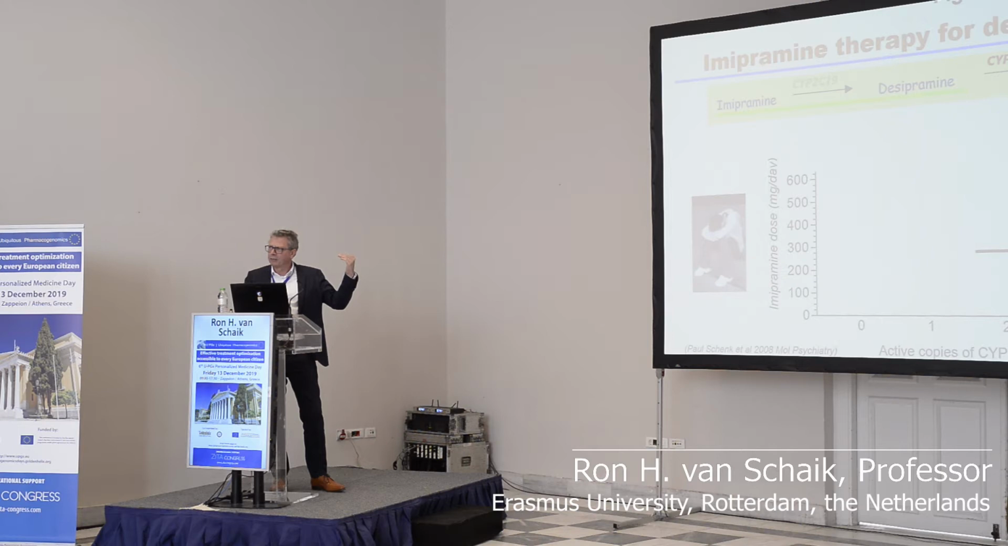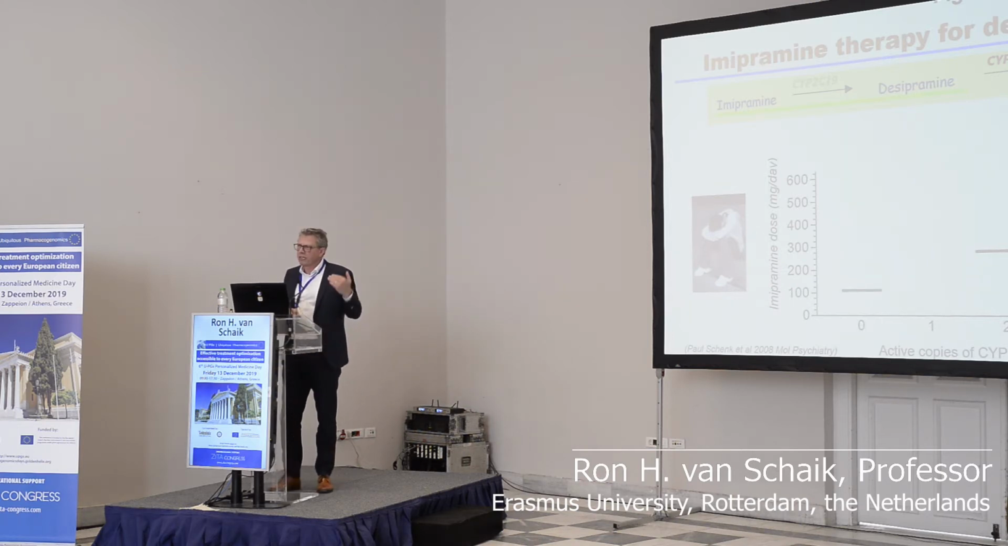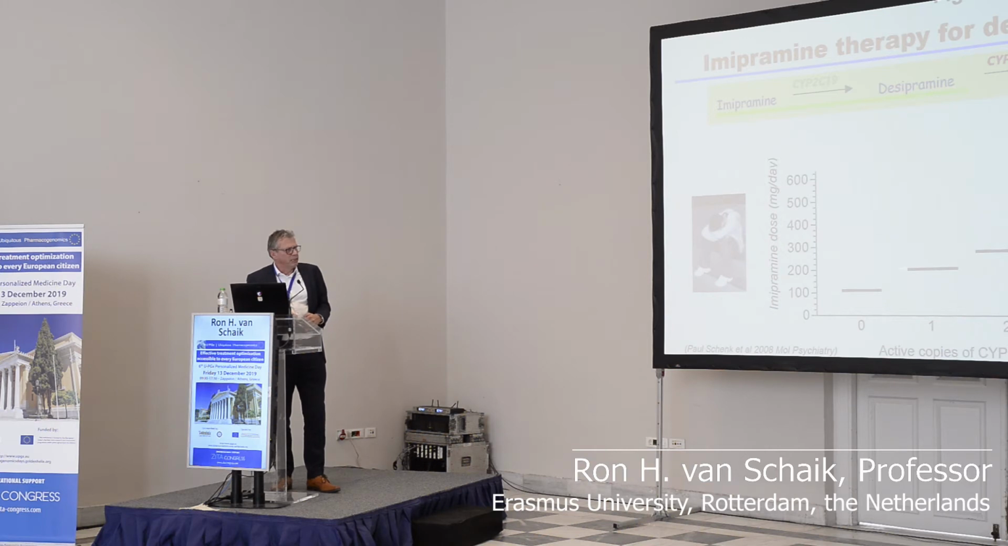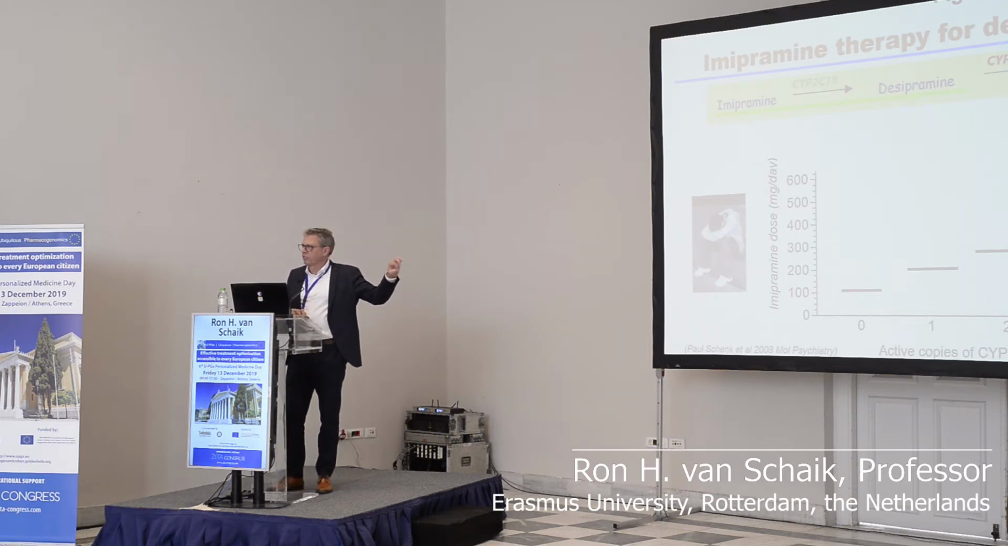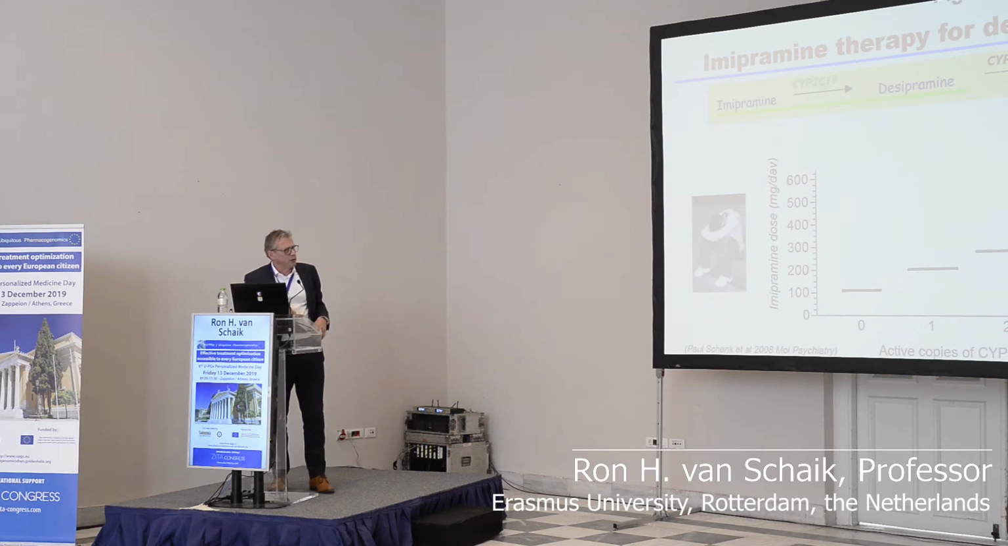Any idea? Indeed, a lower dose. They need less of the dose to get to the same plasma concentration because they lack the enzyme to metabolize. The intermediate metabolizers ended up exactly in between, and the ultra-rapid metabolizers were there. When I designed this experiment, I never thought it would turn out this nicely. It's like a textbook one.